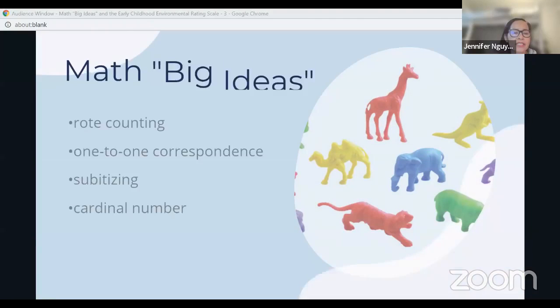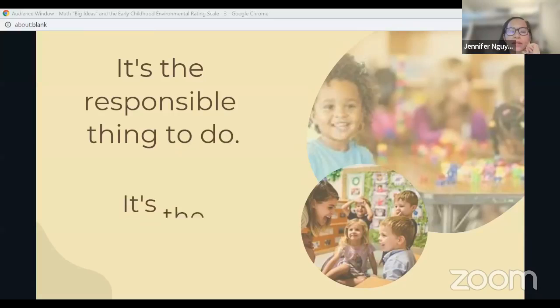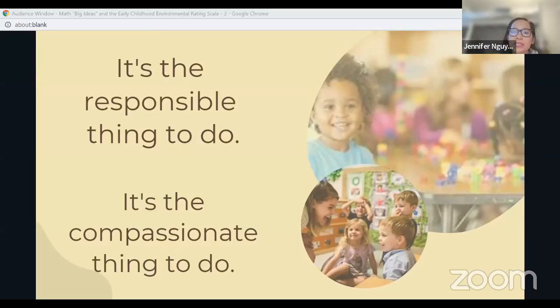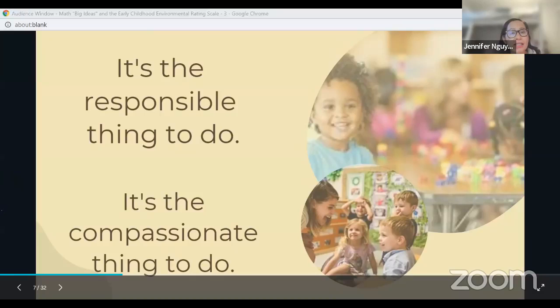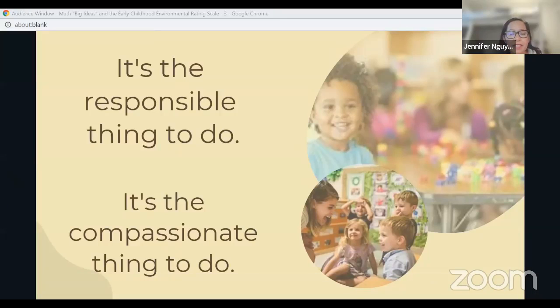Okay, so the other reason, the why math, why now? It's the responsible thing to do. It's the compassionate thing to do. We all know someone who's been held back by their perception that they're not math people. Adults and children can experience deep shame and intense frustration when it comes to their math abilities. Some people experience emotional and academic setback due to their perceived understanding that they're not math people.